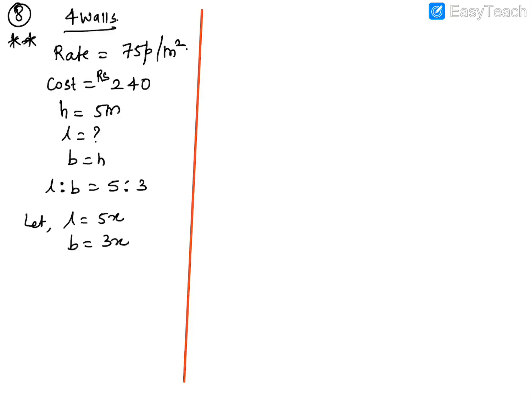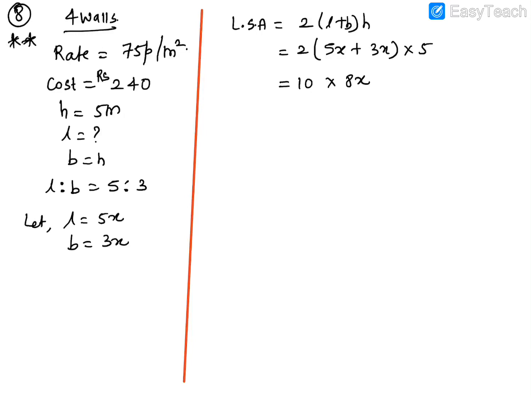So first we'll find out the LSA. What is your LSA equal to? 2 times (L plus B) into H. L is 5x, breadth is 3x, into H, which is 5. So 10 into 8x, that is the LSA. Done. Now how do you find out the cost? So cost is equal to the rate into quantity.